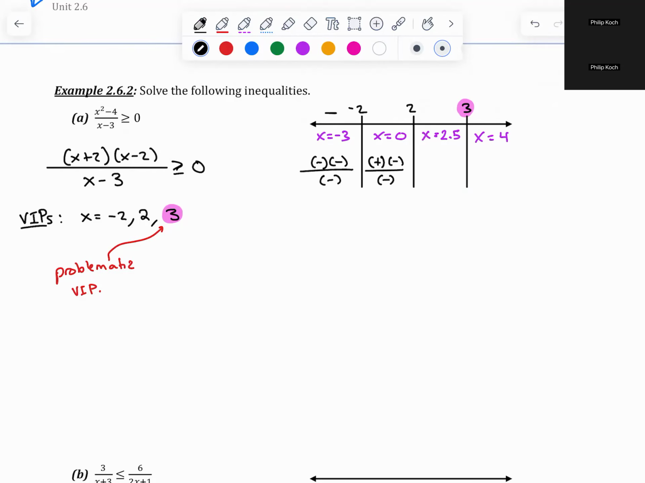Positive times a negative over a negative. That's 2 negatives total, an even number of negatives. They will cancel each other out, resulting in a net positive. That is a piece that I want. Does anybody have any questions on that one?